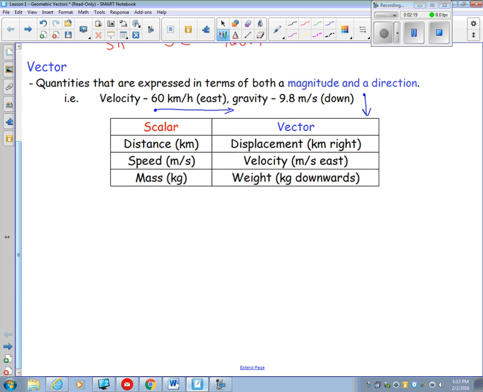And one of the trickier ones, mass. You might say you weigh 65 kilograms, but that's actually your mass. Your weight is what's holding you down on the earth, so it's 65 kilograms downwards. So be careful a little bit when you're talking about vectors and scalars. Is it just a number or a number with a direction?